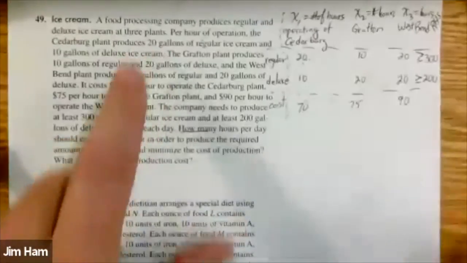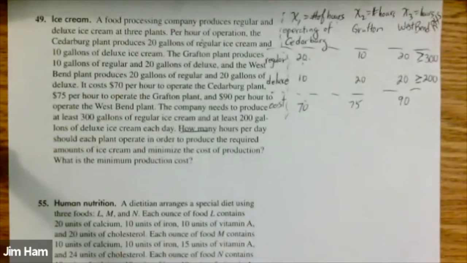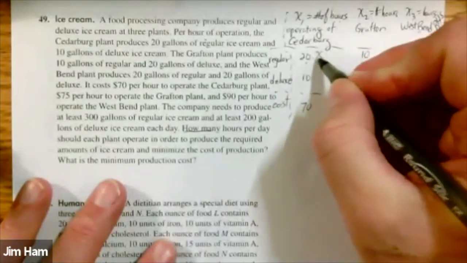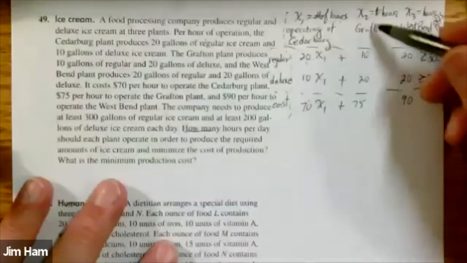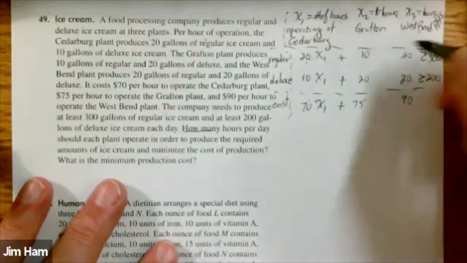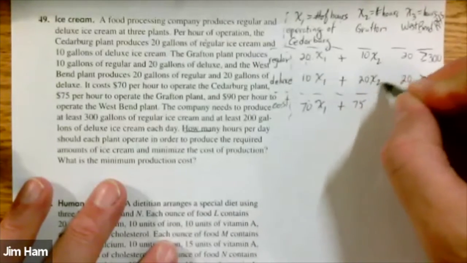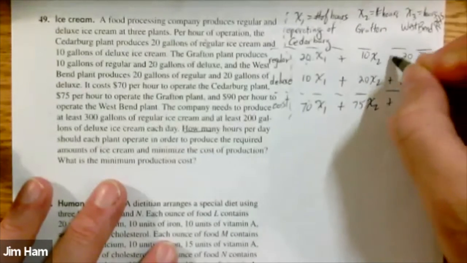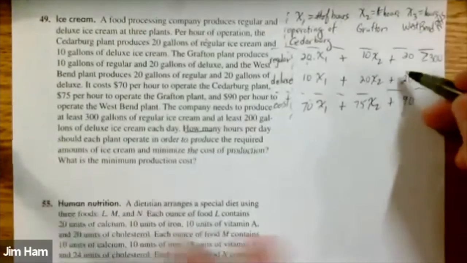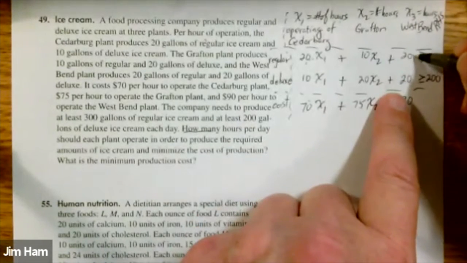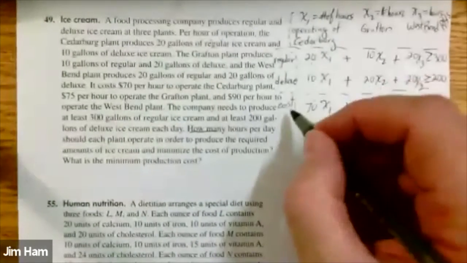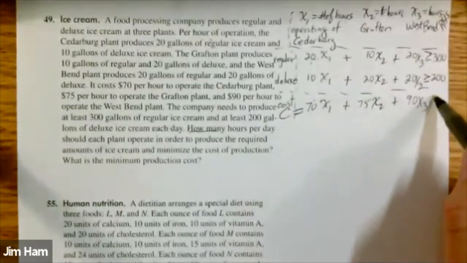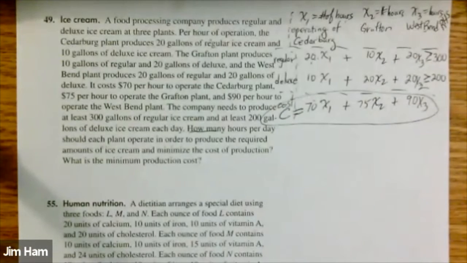So you can kind of see how the constraints and the objective function are going to form in front of your eyes here. But this is 20 times X1. And then the second column deals with all these features related to Grafton. Per hour of operation, X2. And then per hour over here at West Bend is X3. This bottom one is the cost. So I'm going to say this is the objective function. There it is, cost. And then we have these two constraints.